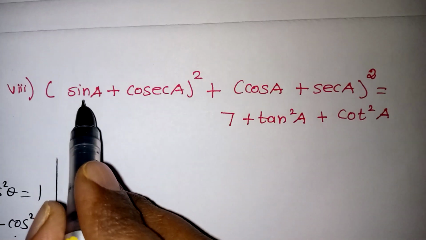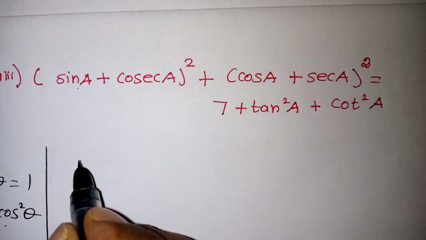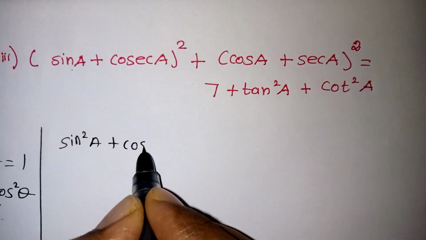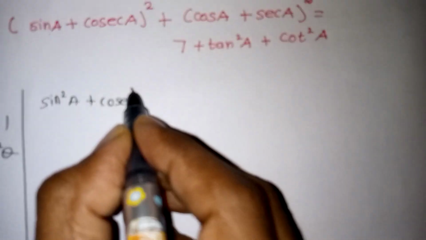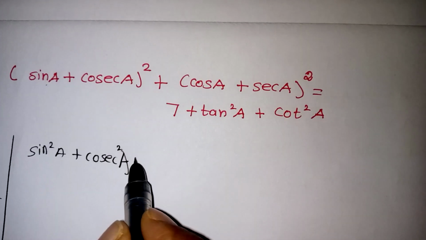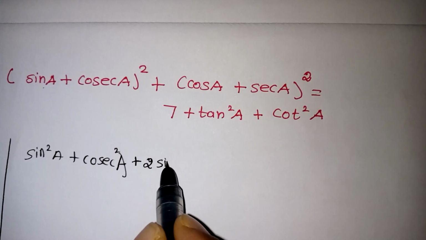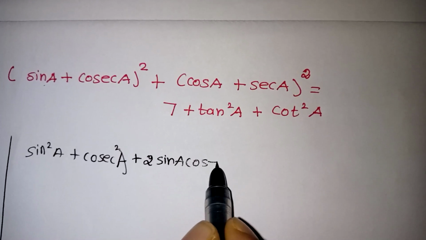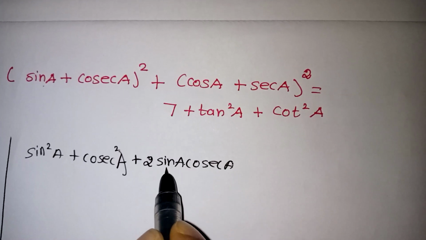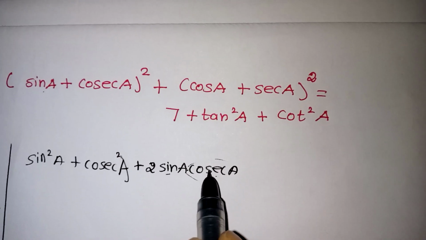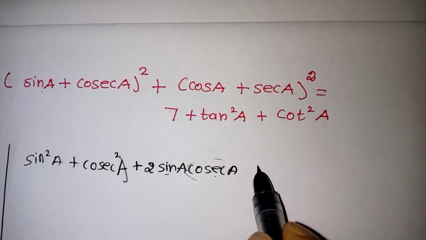So here sin A plus cosecant A the whole square. So sin squared A plus cosecant squared A plus, A squared plus B squared plus 2AB. So 2 sin A cosecant A we should take. Sin A and cosecant A together, cosecant is nothing but 1 by sin. So 1 by sin will be written, it will get cancelled easily.